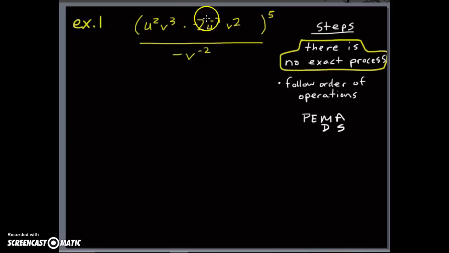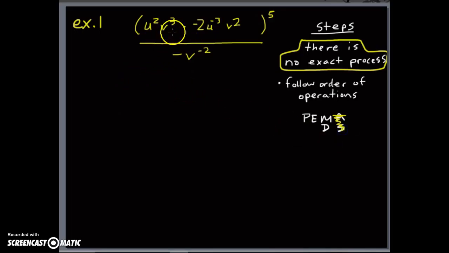Example number 1. It's important to understand that when simplifying expressions using exponent rules, there's no exact process. So what I'm going to try to do is follow the order of operations, or PEMDAS, where I start with the parentheses, then I move on to the exponents, which in this case would be the power rule, and then after I've done everything in the parentheses and the power rule, I'll focus on the multiplication and division. There is no addition and subtraction for these exponent problems, so I don't really have to worry about those last two parts.